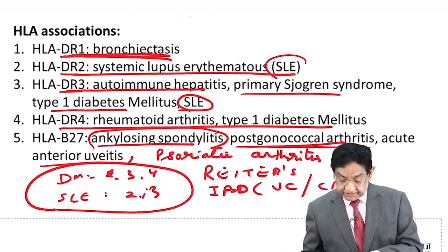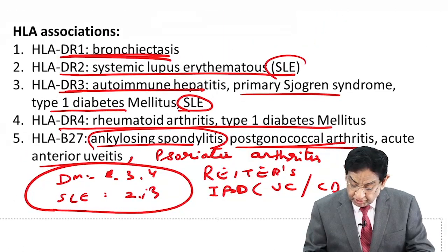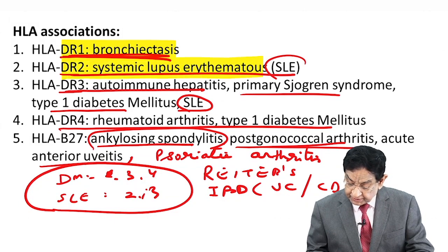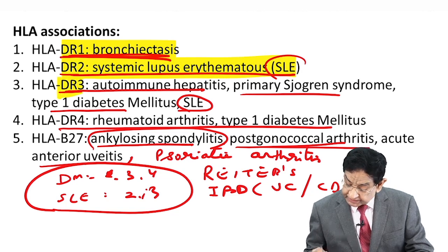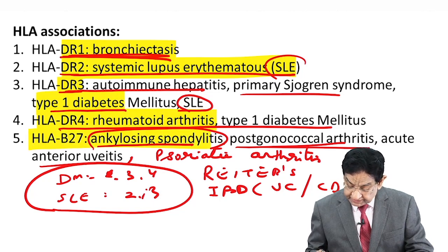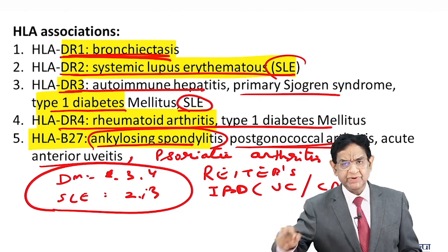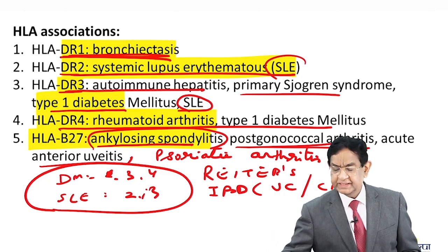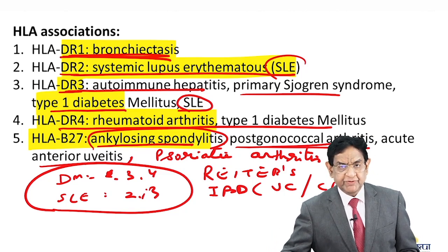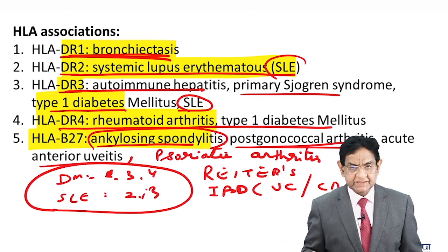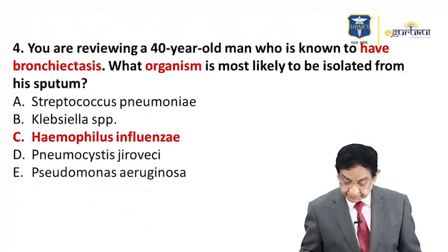So friend, in this also, what all you should not forget: DR3 is type 1 diabetes, DR4 is rheumatoid arthritis, and this. So these, what I have marked with yellow color, are the most frequent and most important things that you should not forget. If you can remember everything, fine, but don't forget these very, very important points.